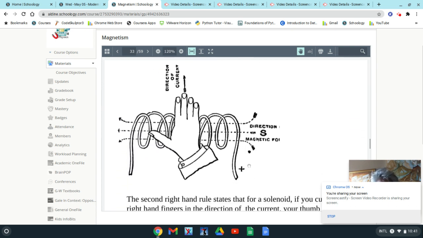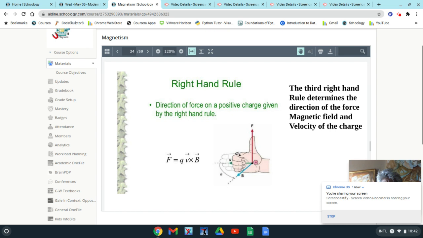Now the second one shows you which way the magnetic field is in a coil. So you curl your fingers in the direction of the current in this case, okay? And where your thumb points is the direction of the magnetic field. So if the current is going up this way, like this, that means that you are going to grab the wire like that, and your thumb, this would be the North Pole, and that would end up being the South Pole.